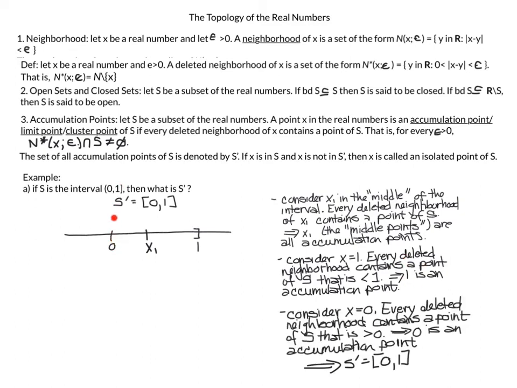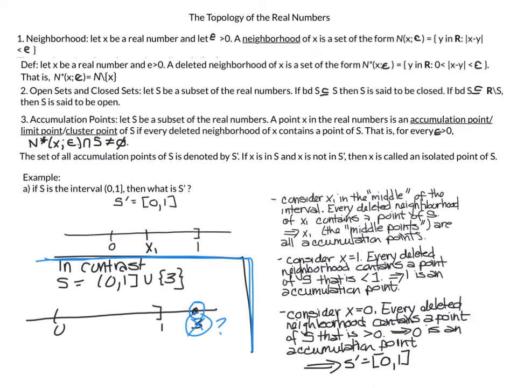Now if we consider x equals 0, every deleted neighborhood, so any little neighborhood that we take out of 0, still contains points that are greater than 0. So that means it will contain points in the interval S, and therefore 0 is also an accumulation point. So the accumulation points are all the points in the middle, including the endpoints. So here is S prime, the set of accumulation points.